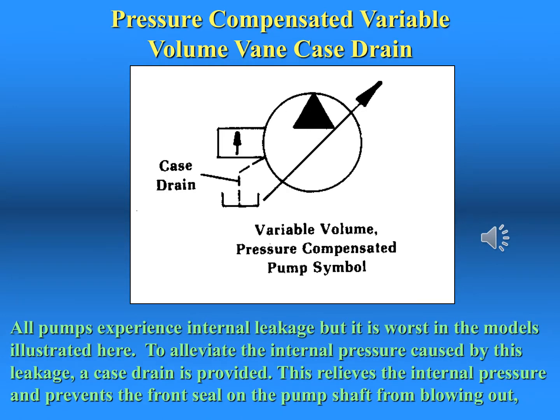In this illustration, the schematic symbol for a pressure compensated hydraulic pump is shown. Notice the arrow in the box that points straight up. This arrow is distinct from the one that crosses the symbol diagonally and indicates variable volume. All pressure compensated pumps are variable volume.